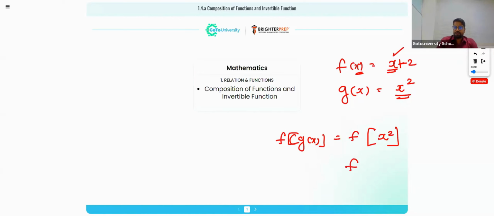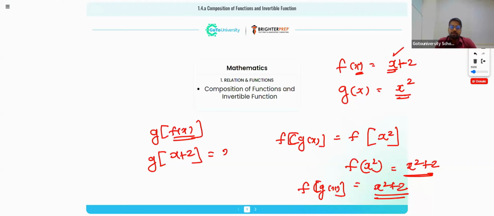So to make it very clear, maybe I'll tell you the other one, g of f of x, the reverse direction. Will it be same? Let's see. In the place of x, we have f of x, so we're going to write this x plus 2. Now, in the place of x, we have x plus 2, so g of x will not become x square. In this case, it will become x plus 2 whole square. So we know x plus 2 whole square is not equal to x square plus 2. They are not equal. So these are the examples for composition of a function.